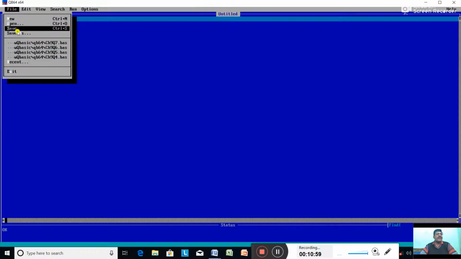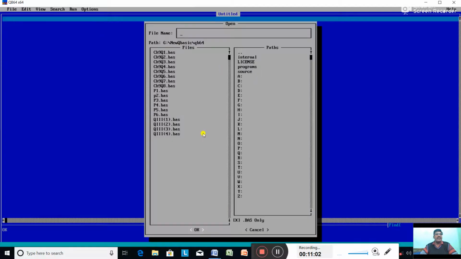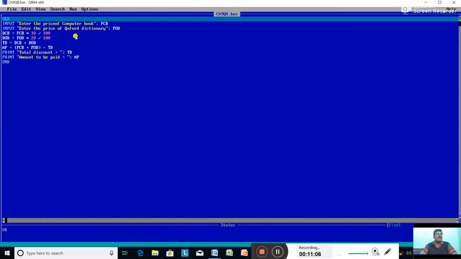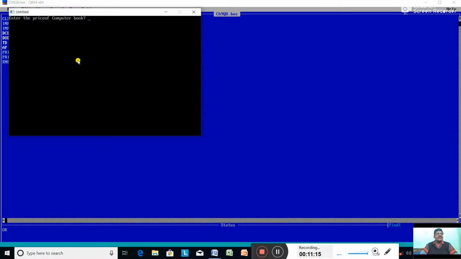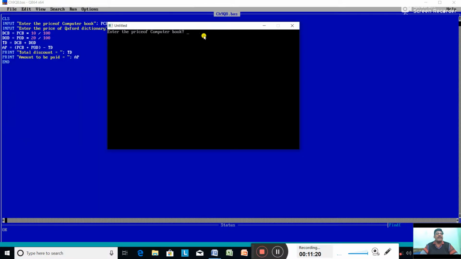Question number 8, open. Same program, nothing to do, just press F5. It is asking to enter the price of computer book, suppose 440. Enter the price of Oxford Dictionary, 980. So total discount 240 and amount to be paid 1180.